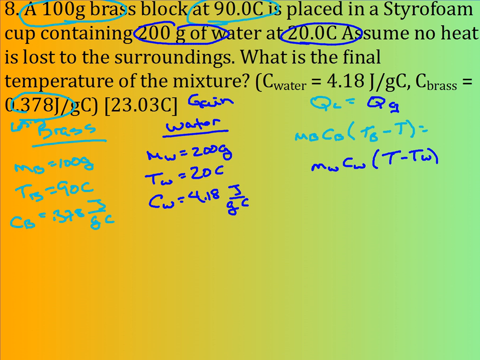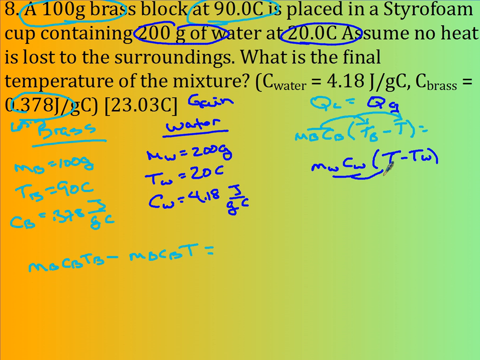And I will do it in the colors. So I've got mass of brass, C of brass, times T of brass. And it's going to be minus, because I've got to take this whole thing and multiply by both terms. So minus mass of brass, C of brass, times the final temperature. And this has to equal this side here.